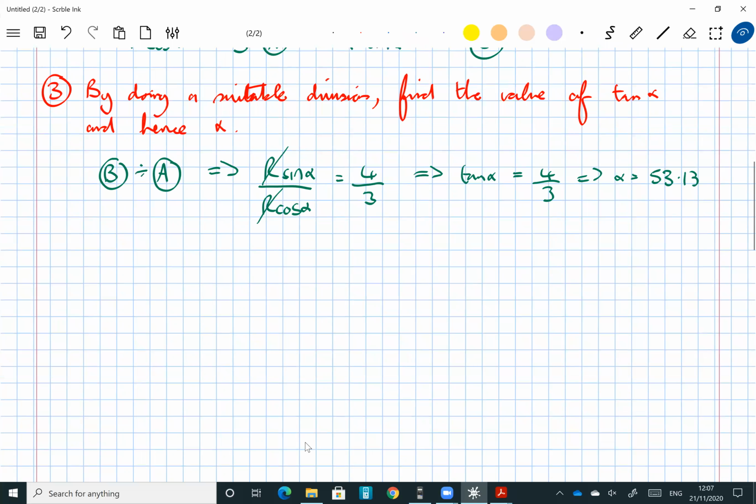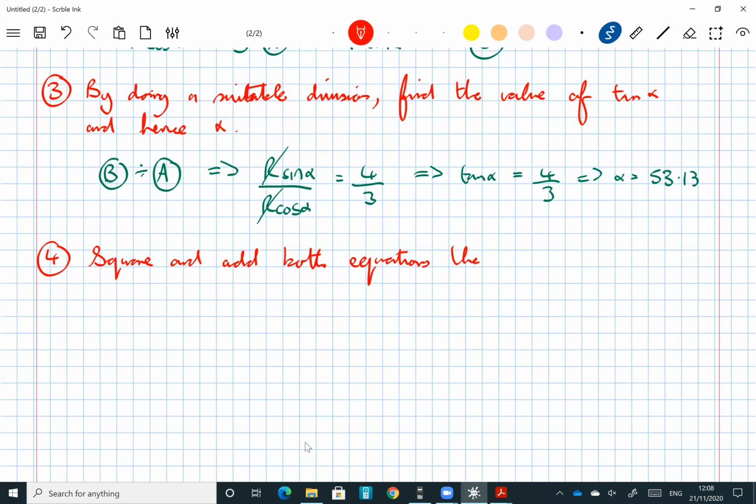And what I'm about to show you isn't necessarily how you do it in an exam. It's more of a proof of how it works. Again, I said it before, I'll show you how it works in an exam in just a second. So step 4: square and add both equations, then rearrange to find r.